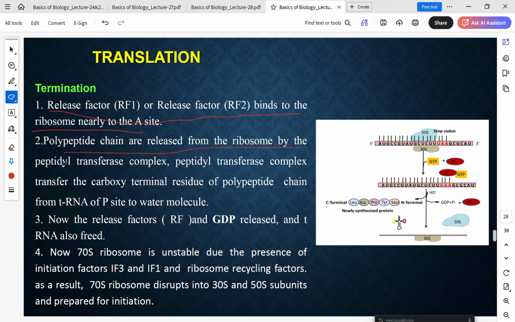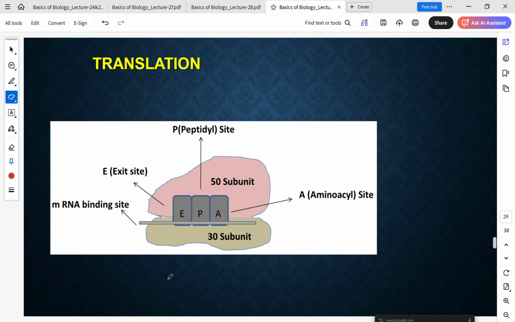The polypeptide chain is released from the ribosome by the peptidyl transferase complex, which transfers the carboxy terminal residue of the polypeptide chain from the tRNA of the P site to a water molecule. The RF molecules and GDP get released. The tRNA is also free. Because of the release of all of this, the 70S ribosome is unstable in the presence of initiation factors, and the ribosome dismantles; recycling happens. It gets prepared for the next cycle.